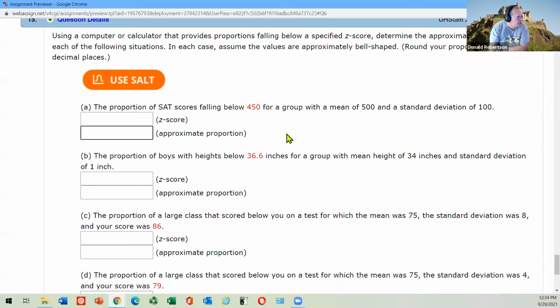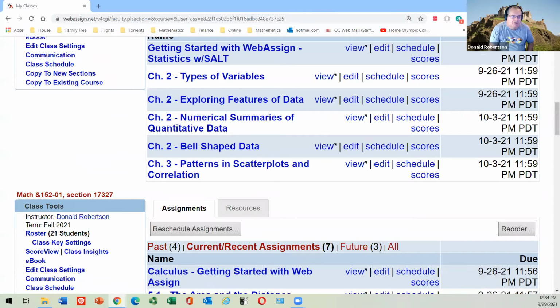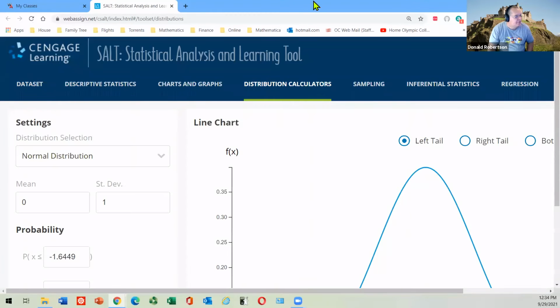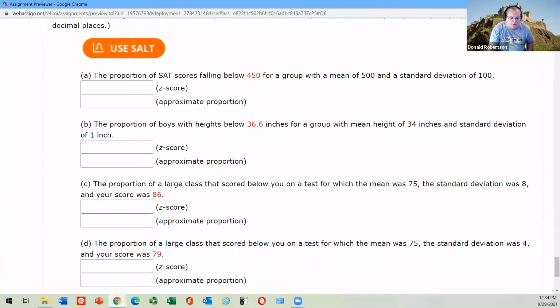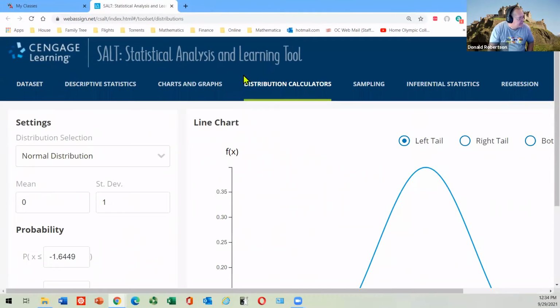So whenever you see the word proportion, you're going to write in the answer as a decimal. If it says percentage, you're just going to turn that decimal into a percentage. So I'm going to hit the SALT button. Do I need it here to click on that? I do, good, I figured it out. I know last time I spent ages moving windows around. So you hit the SALT button and this thing appears.